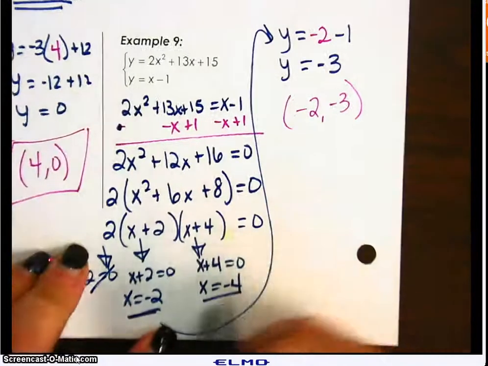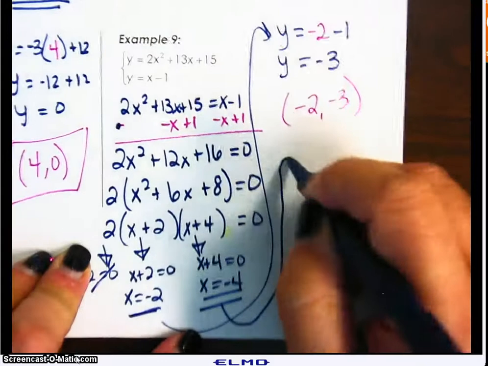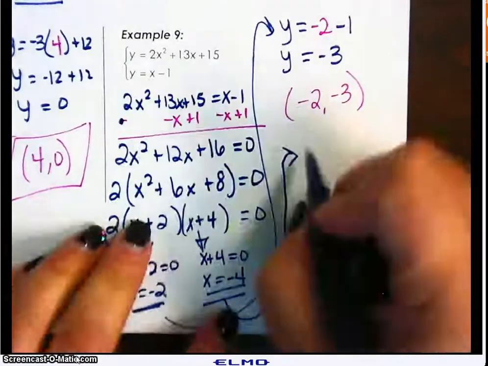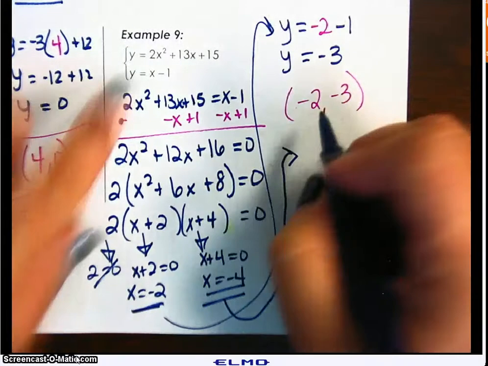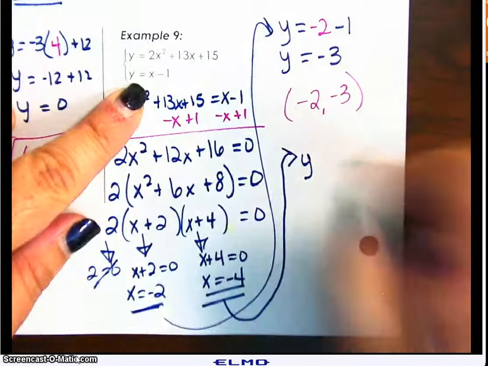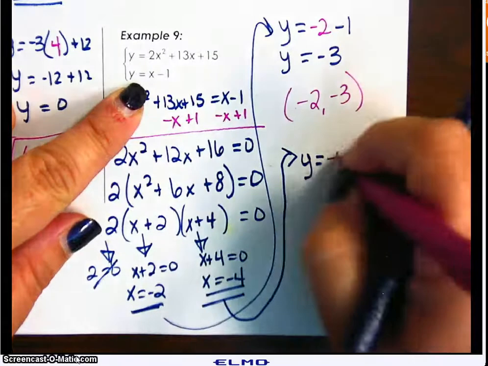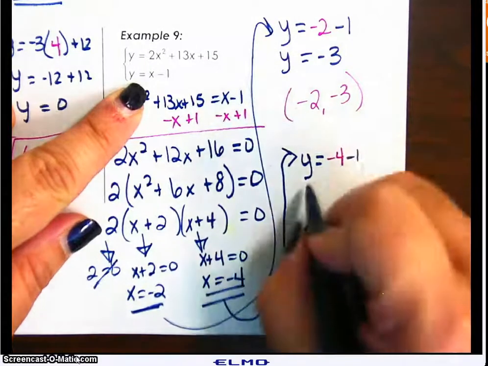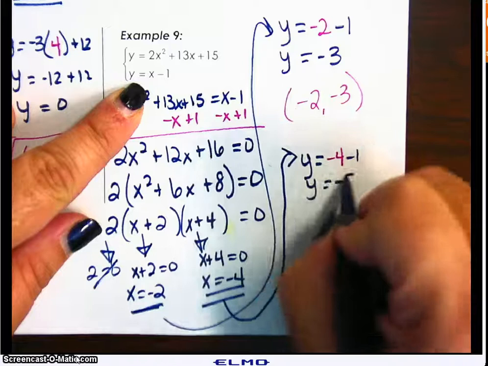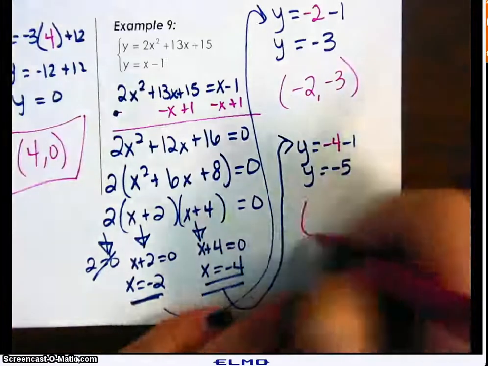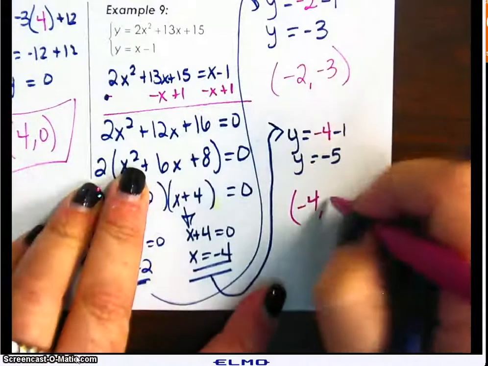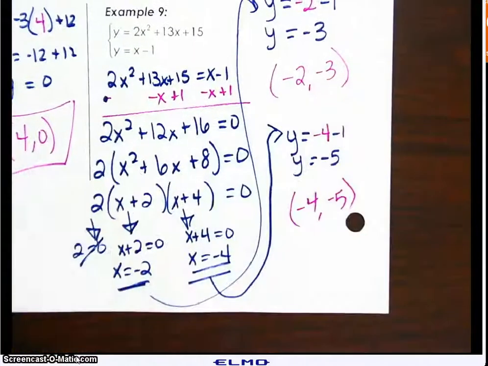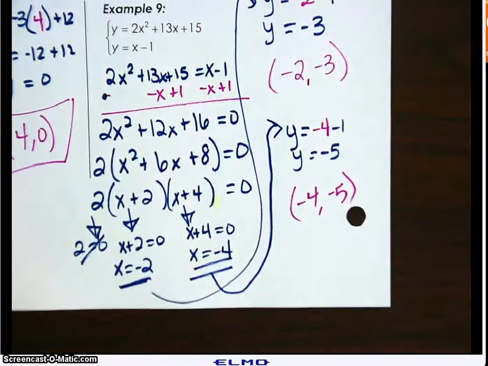Well, now I've got to check this, plug this one in and find this one's y value. Plugging it back into the linear, here we go. We're almost done. Y is equal to negative 4 minus 1. So the y value here is negative 5. So I would write that one, x goes first, y goes second. There you got it. We'll practice lots in class. I'll see you then.